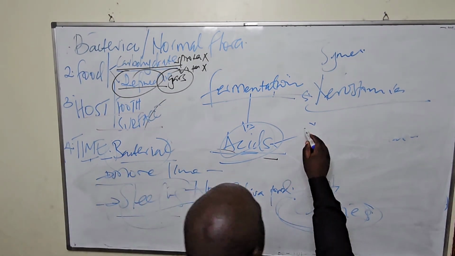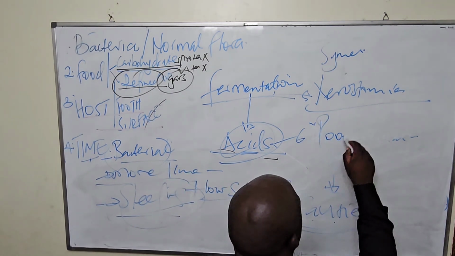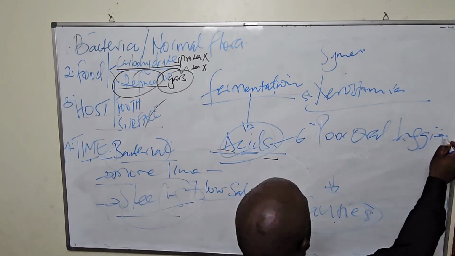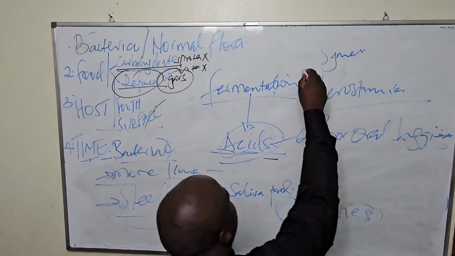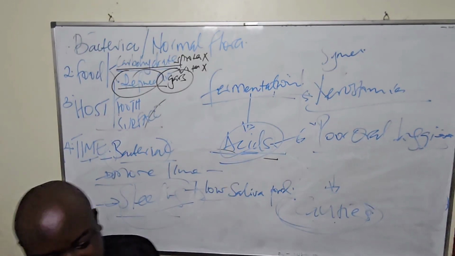Maybe another one, which may also be a weak one, is poor oral hygiene. Poor oral what? Hygiene. Those are six, but the major ones are those.